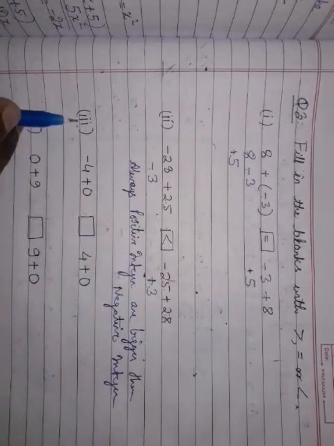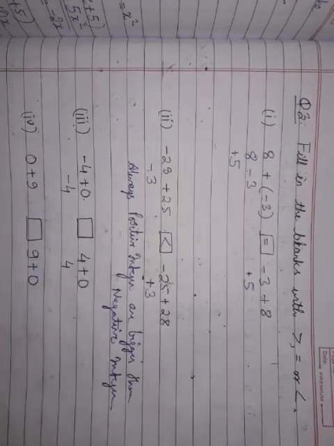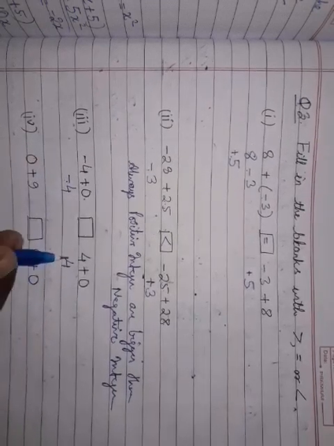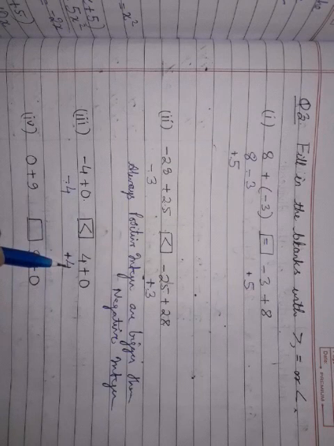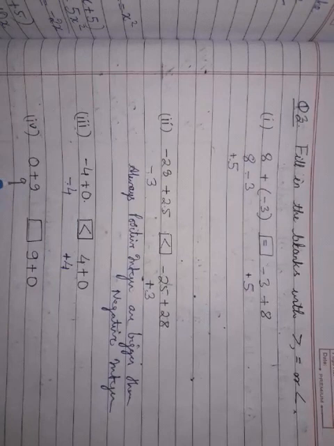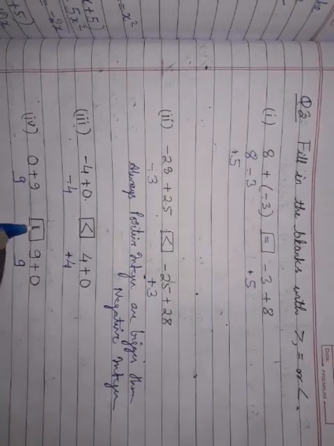Now see question number third, minus 4 plus 0. Whatever we are doing, plus or minus 0 to any integer, the answer will be the same. Minus 4 is the answer. Here 4 plus 0 is 4. So again which is bigger? Always a positive number is bigger. Plus 4 is there and there is minus 4, so plus 4 is bigger. Now 0 plus 9, 9 plus 0, is 9. Which is bigger? Both are equal. So we have to put the equal to sign.